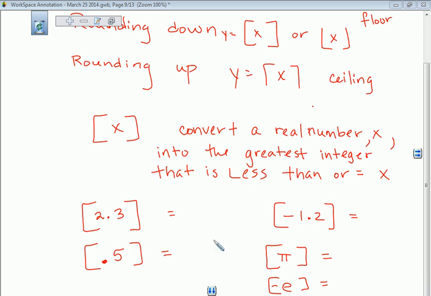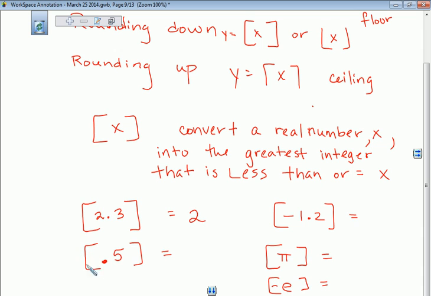Okay. The first one, we have 2.3. Now, this is rounding down, isn't it? It is. So what is the greatest integer that is less than 2.3? 2. So that would round down to 2.